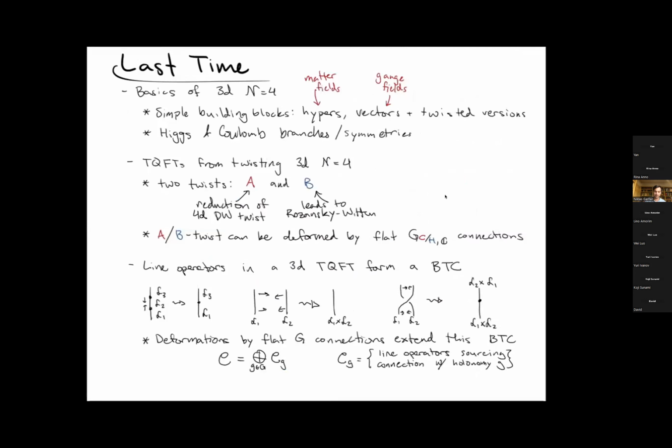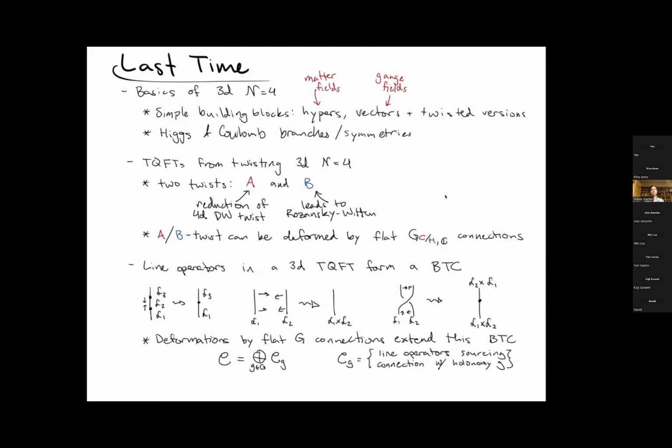But just as a reminder of the things that we saw last time, we started off with a bit of the basics of 3D N=4 quantum field theories, some of the basic building blocks. There were the matter fields that we called hypermultiplets, and the gauge fields, which were vector multiplets, colloquially called hypers and vectors. And there were also twisted versions of these fields that we will be able to use a little bit later today.